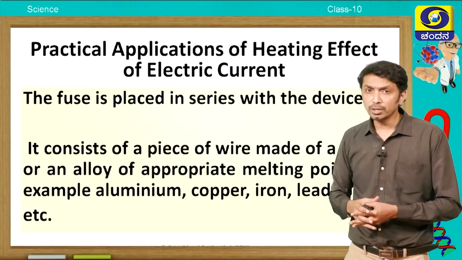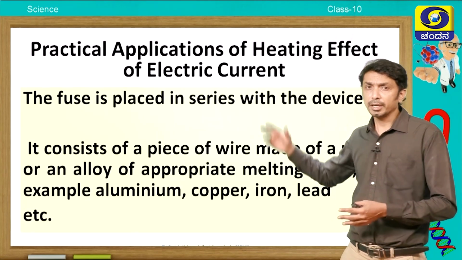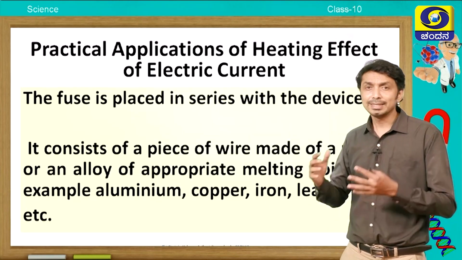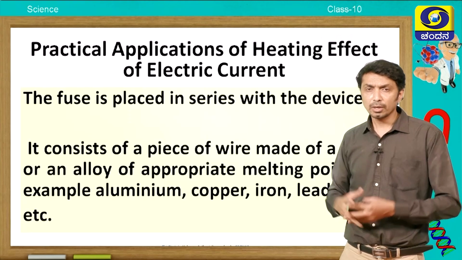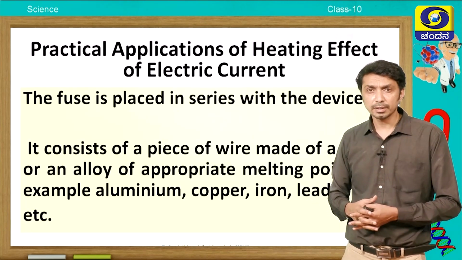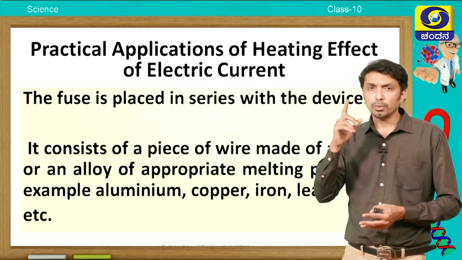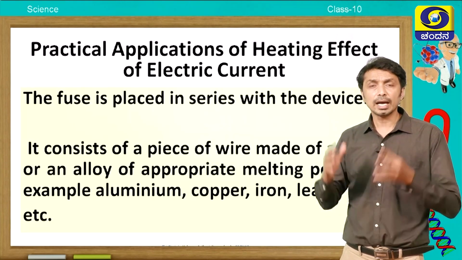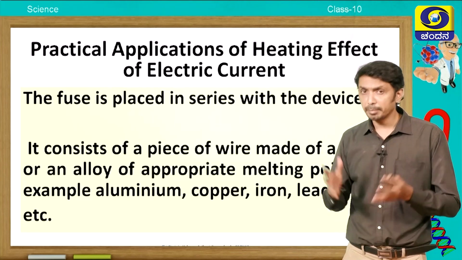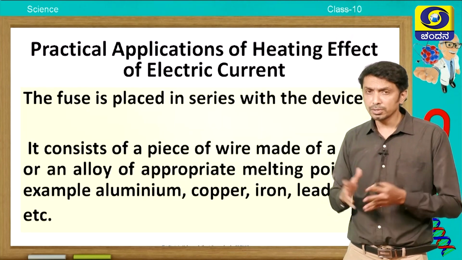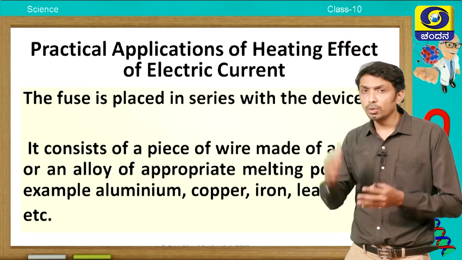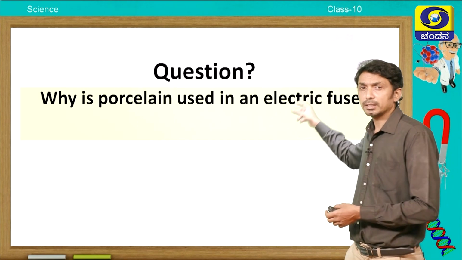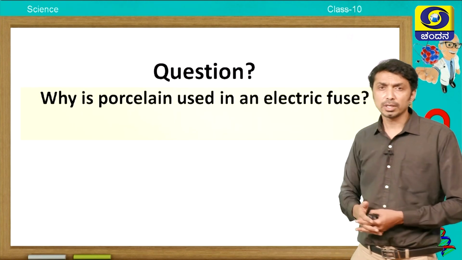And one more thing you need to remember here: in the fuse, the wire is made up of tin lead alloy. Why do they use alloys? Yes, one important property of alloys is they have higher resistance than metals. Also, these alloys have a lower melting point. Now the question: why is porcelain used around the fuse wire?